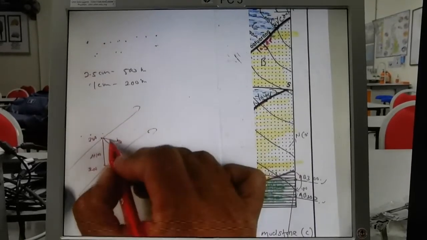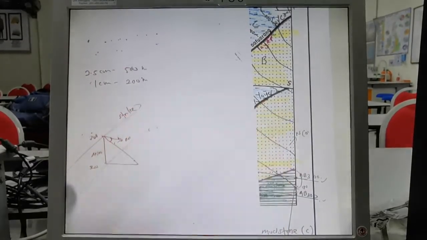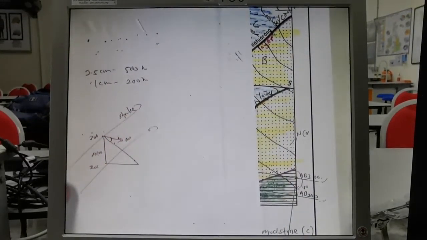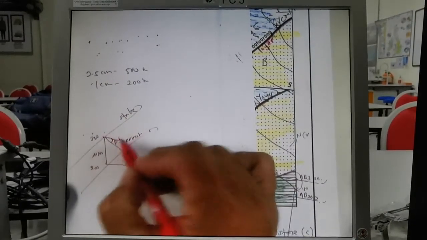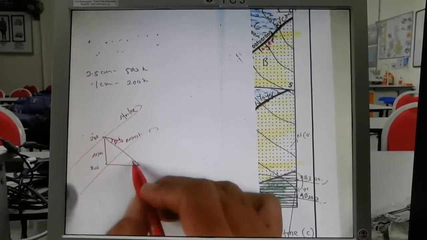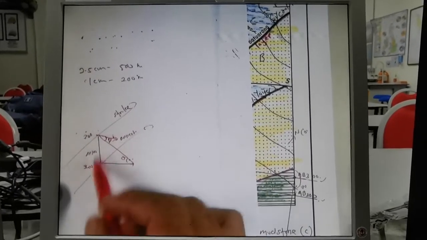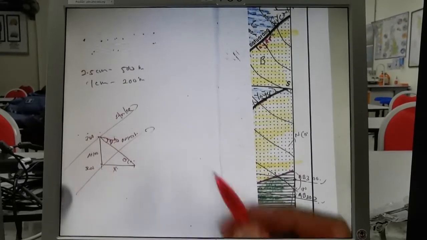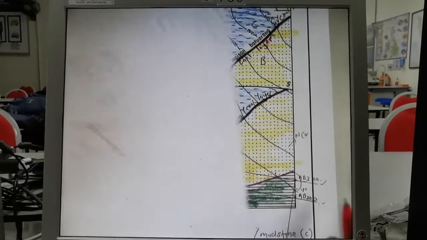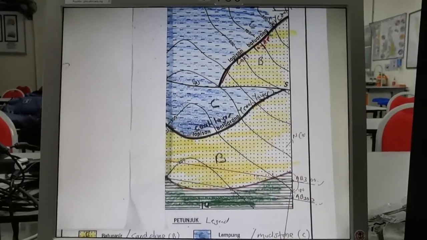This is the dip angle, this is the dip direction, this is the strike. So this is the dip direction. We have to measure this angle, equivalent to this angle. This line is X. X is the distance between these two strike lines.